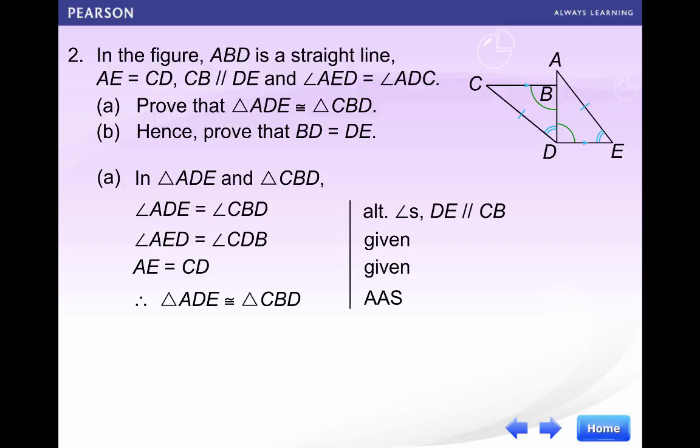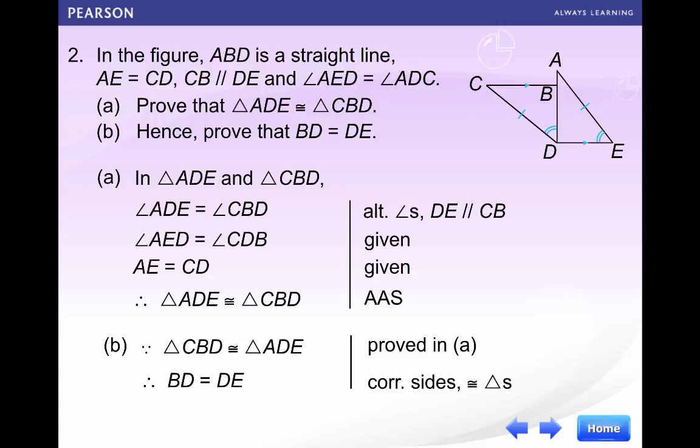And once you know that these two triangles are congruent, proved in A, then their corresponding sides will be the same. So BD equals DE. And we would use the reason: corresponding sides congruent triangles.